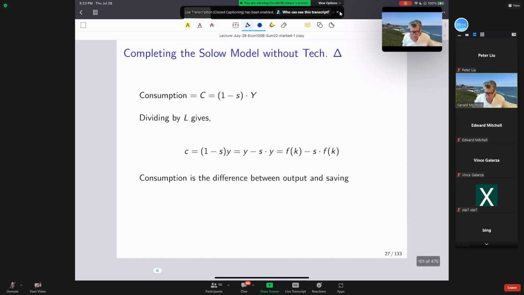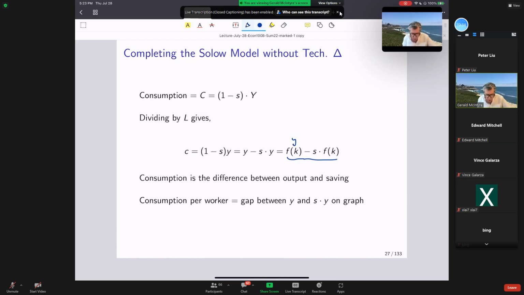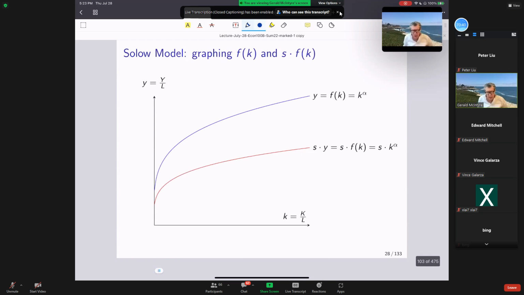What is that? It says the consumption is the difference between output and saving. So output gets produced. Some of it is saved and consumers eat the rest. Or another way of saying that is consumption per worker is the gap, right? This is a gap. Here's the y function. Here's the s of y function. The difference is the gap between those two functions on the previous graph. In other words, on this graph, here's our savings function, here's our output per worker function.